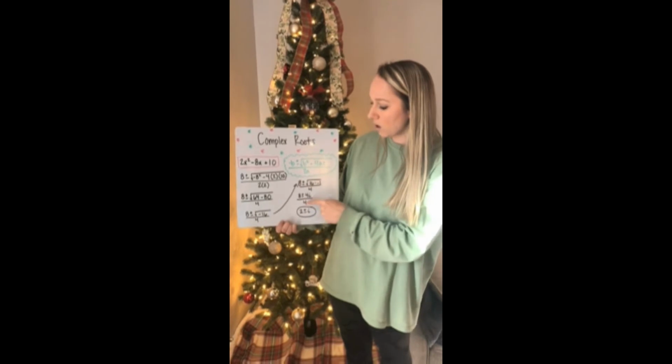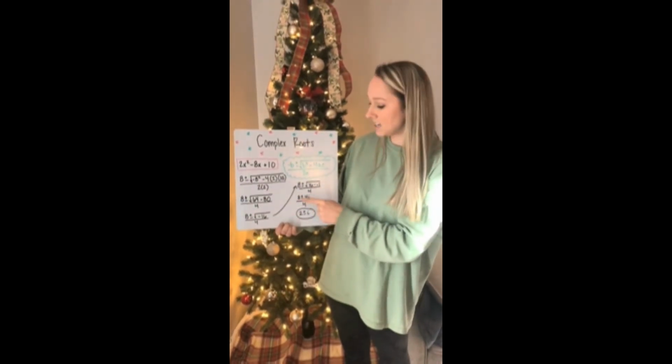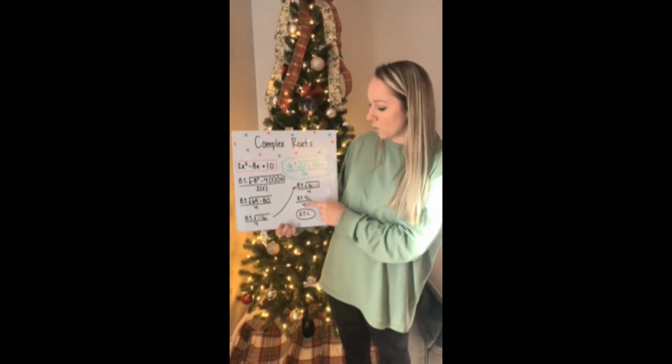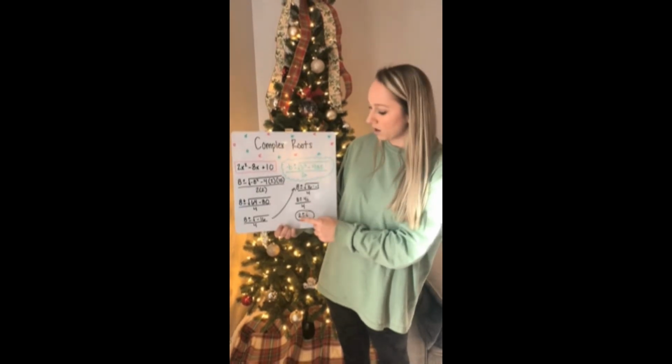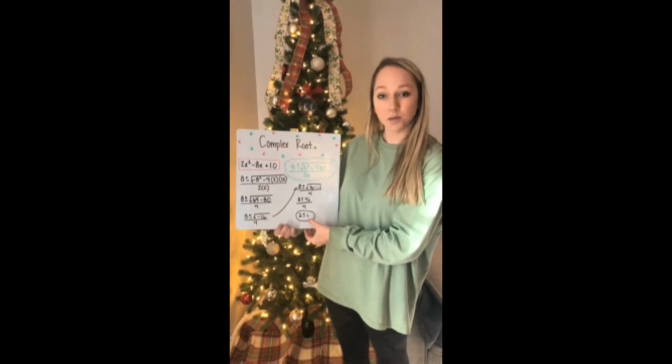And then we have this all over 4, and we can simplify that. 8 divided by 4 is 2, and 4 divided by 4 is 1. So our final solution is 2 plus or minus i.